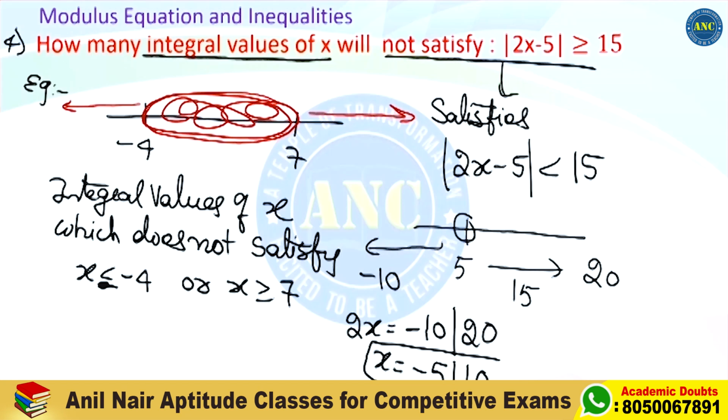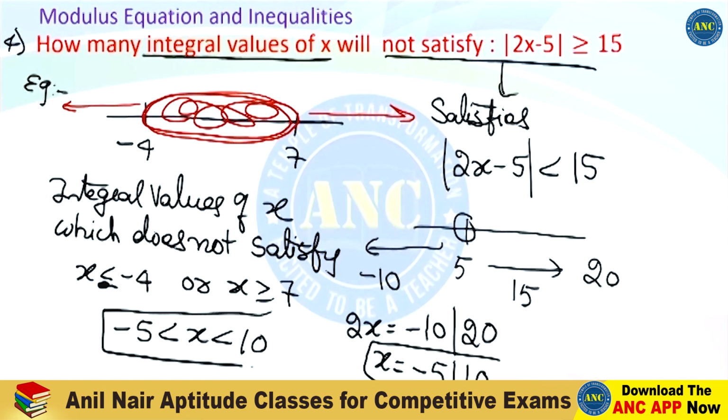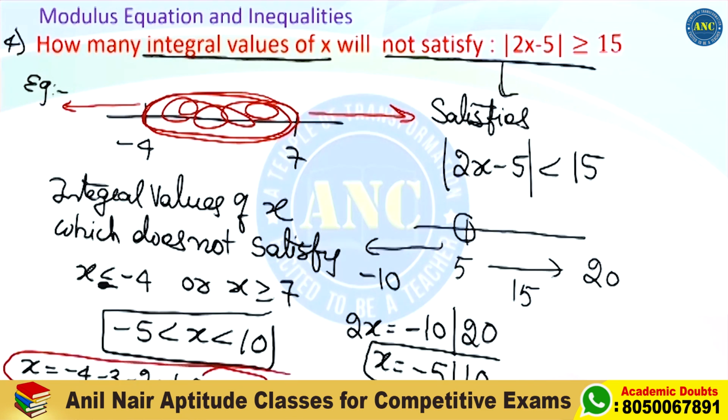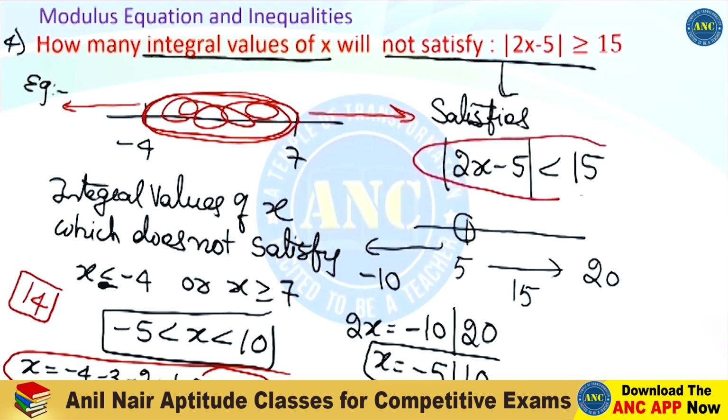equation less than. If it is less than modulus inequality, it lies between the critical points. So answer is minus 5 less than x less than 10. So what are all the integral values that it will take? Minus 4, minus 3, minus 2, minus 1, 0, and so on up to 9. Minus 4 to minus 1 and 0 to 9. So 0 to 9, it is 10, and 1 to 4, 4. So answer is totally, there are 14 integral values which will satisfy this equation.